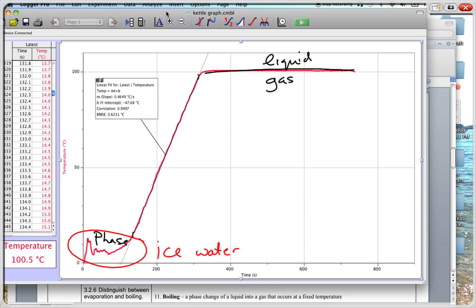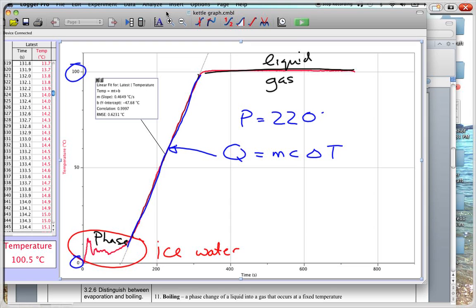This section along here is the heating up of the water as it went from just about 0 degrees up to 100 degrees. Now, looking at this section over here, you're going to get Q is equal to mc change in T. Now, I was using a kettle with a power input of about 2,200 watts. That's what it said at the bottom of the kettle. So in other words, the kettle was supplying 2,200 joules per second of energy.